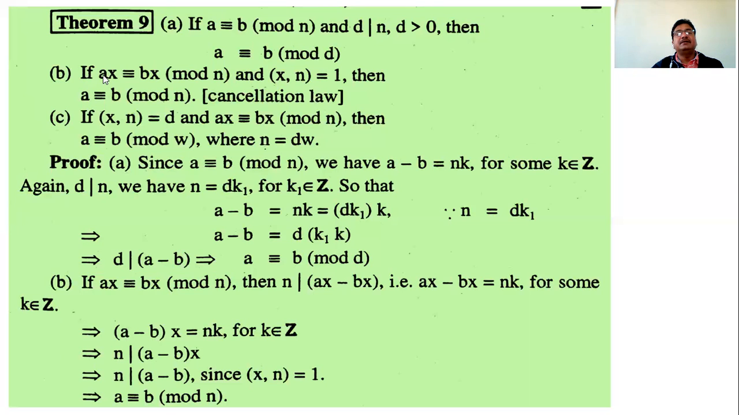Then theorem number B. All these theorems are separate theorems. What is theorem number B? If AX is congruent to BX modulo n, and the greatest common divisor of X and n is 1, then prove that A is congruent to B modulo n. This is called the cancellation law, that is, cancel X. But we can cancel X only if the greatest common divisor of X and n is 1.